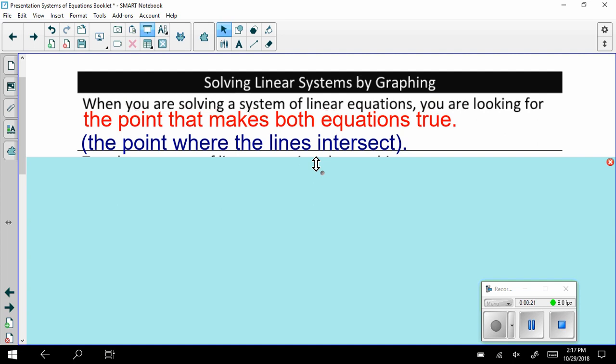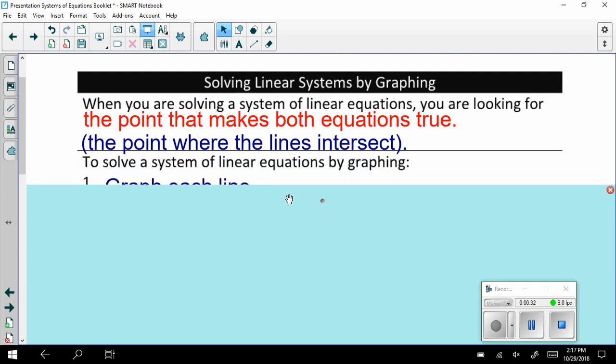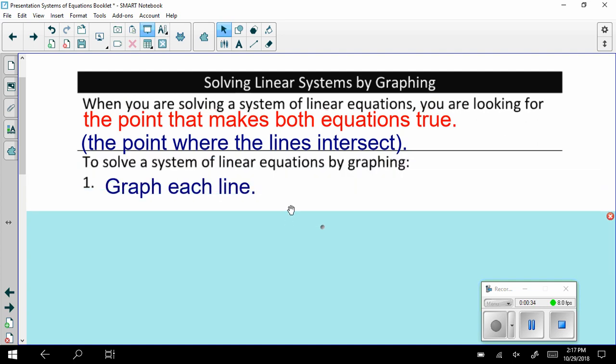So no matter what method we are using to solve a system of equations, we're always looking for the point that makes both equations true. When we're graphing, that's where the lines happen to intersect. So our steps are pretty simple. We're going to graph each line.